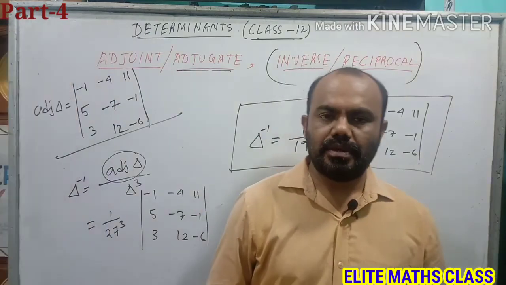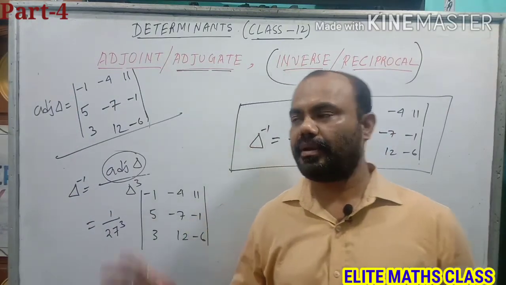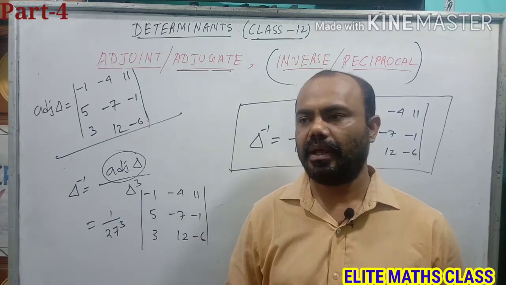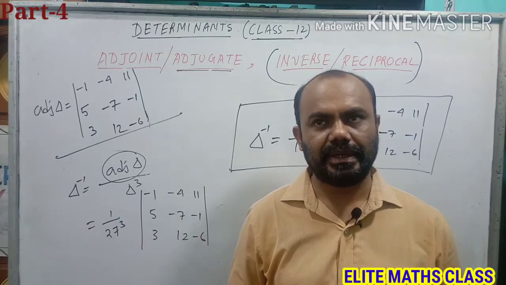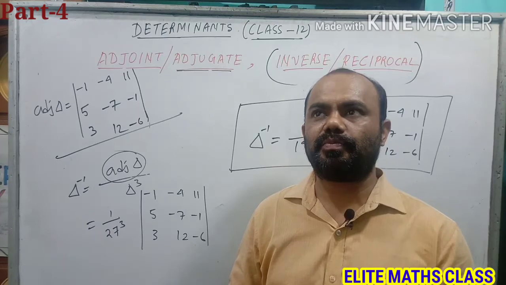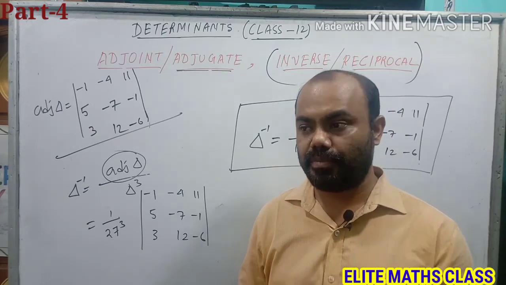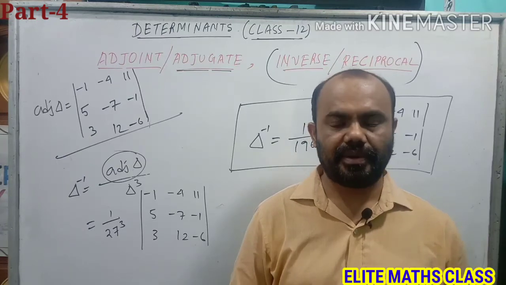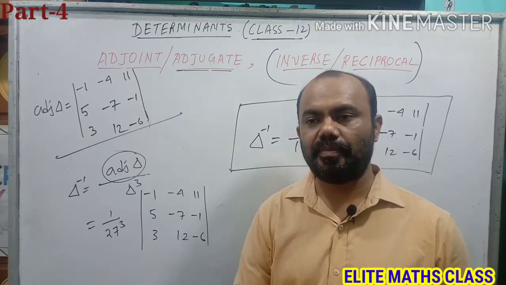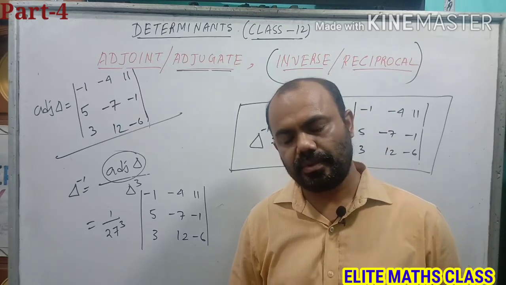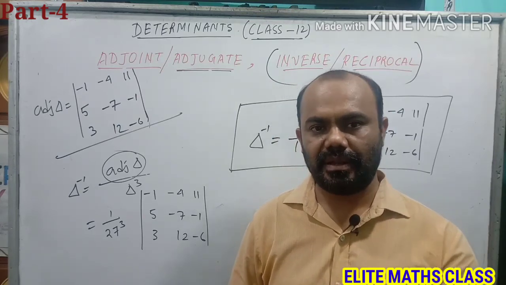So I hope how to find the adjoint or adjugate of a determinant and how to find the inverse of a determinant is clear. In my next video I will discuss how to find the product of two determinants, or how the product of two determinants is defined. And another very important concept, operations on a determinant, will also be discussed in my next video.